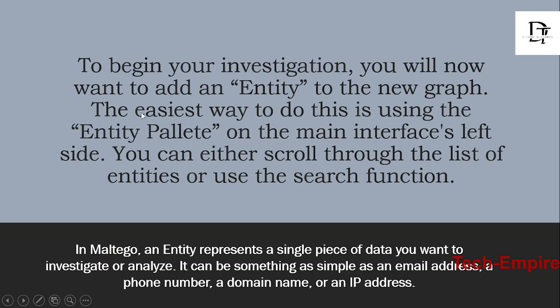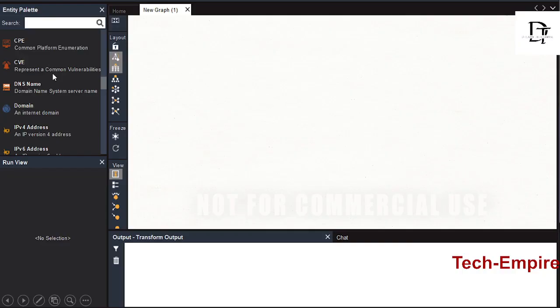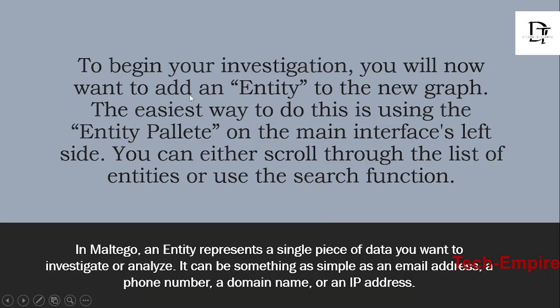So that means the easiest way to do this is using the entity palette on the interface left, and you can either scroll through the list. You can use your mouse to scroll, or if you don't have time, you just search for whatever you are looking for. So what exactly are we using it for?